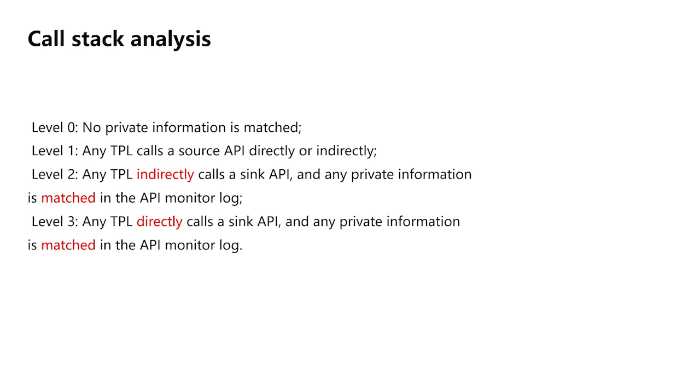Level 0, so no private information is matched. Level 1, any TPL calls a source API directly or indirectly. Level 2, any TPL indirectly calls a sink API, and any private information is matched in the API monitor log. Level 3, any TPL directly calls a sink API, and any private information is matched in the API monitor log.